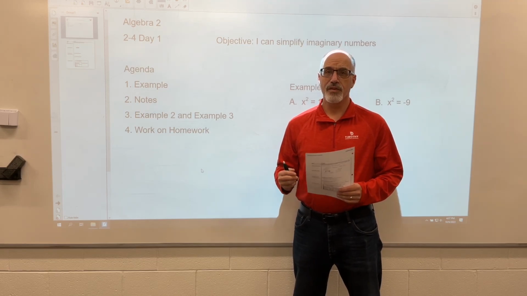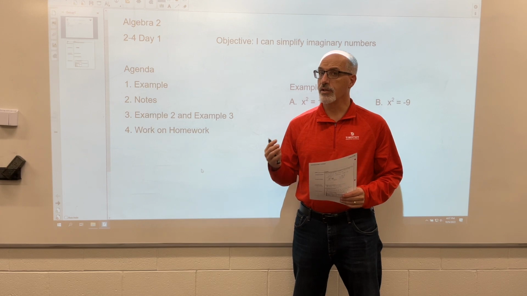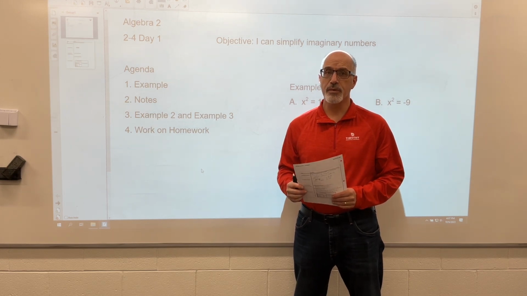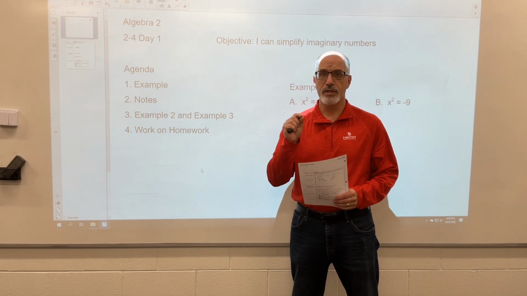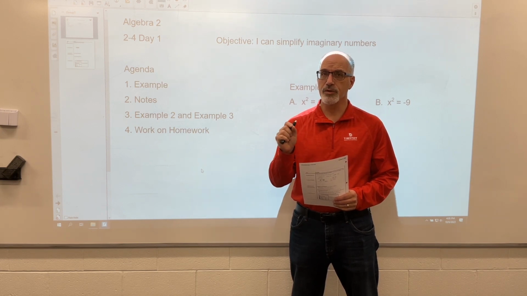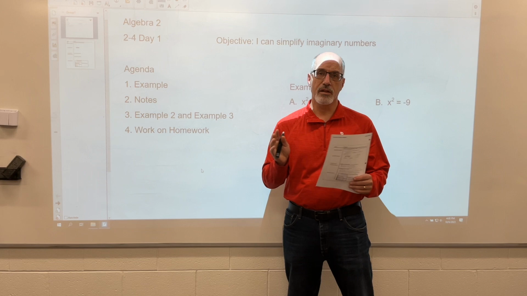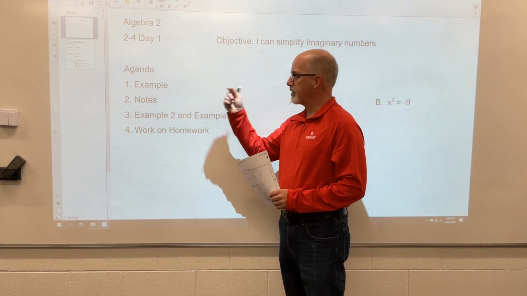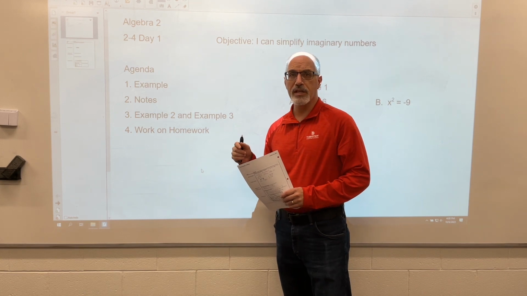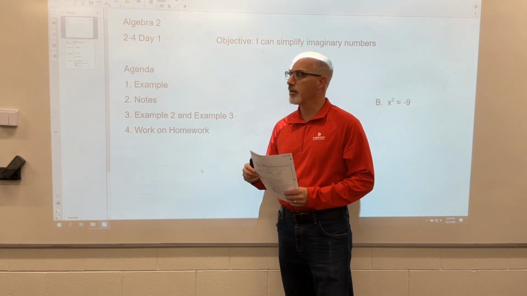This is a lesson for the first day of not only introducing complex numbers, but also working with simplifying them. Today we're going to add, subtract, and multiply complex numbers. In a later lesson, we'll divide them. So we're going to work through an example that helps motivate the reason for complex numbers.